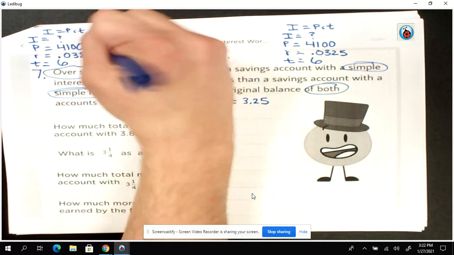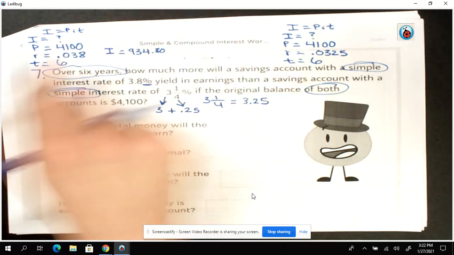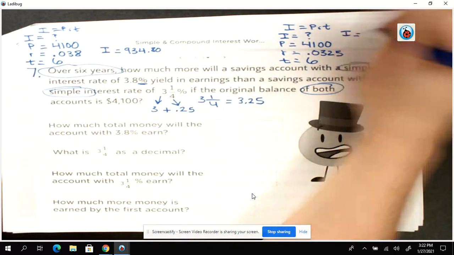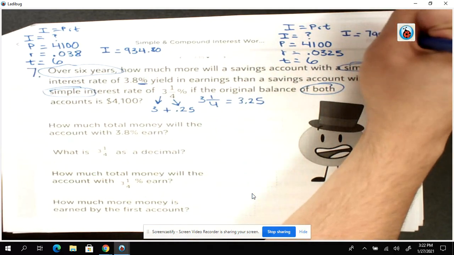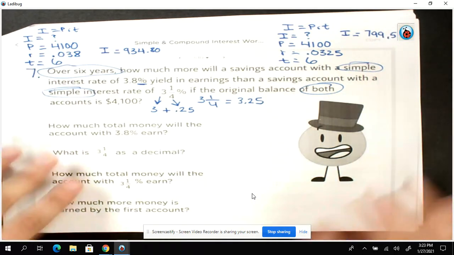So for I on this one, I get 934.80. You should know how to type this in on Desmos. On this one, I get I equals 799.50.